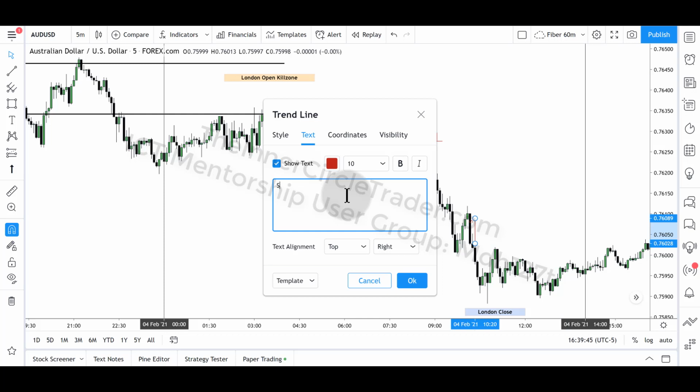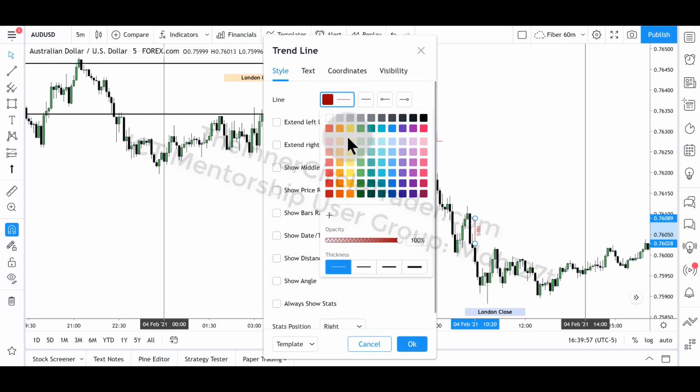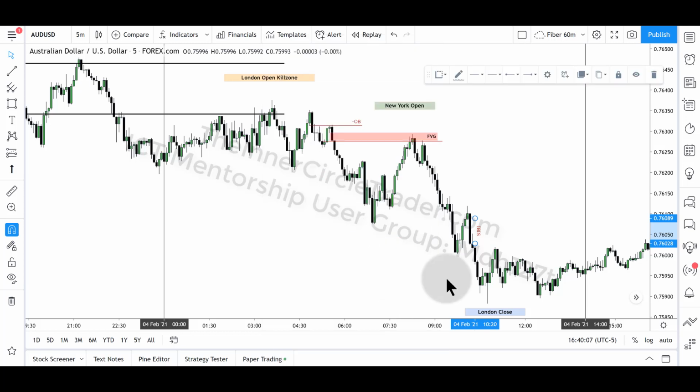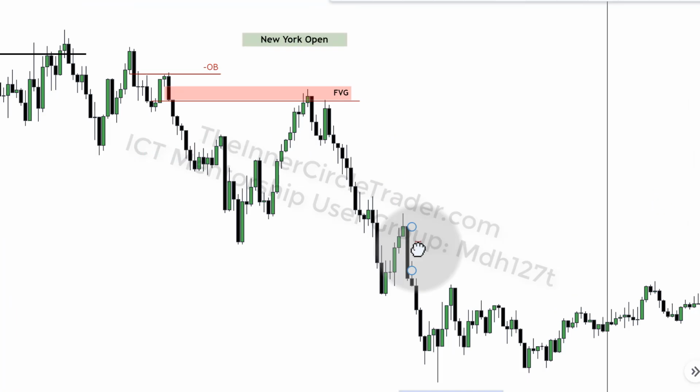So I typed in, for instance, SIBI, sell side imbalance, buy side inefficiency. On bottom and center, you can see it's to the right of the trend line, but now I don't want to see the trend line, so I'm just going to take away the ability to see it by using the opacity. And now the text is there, but the trend line isn't.